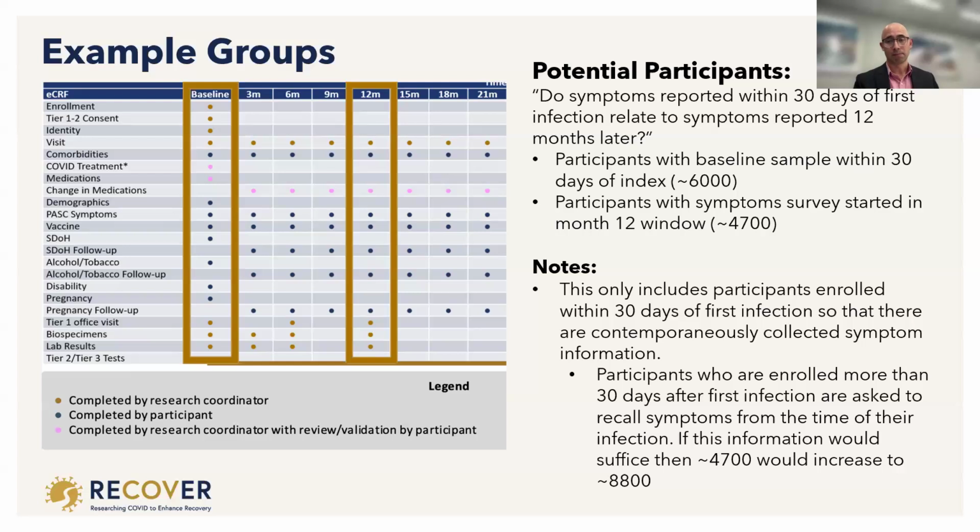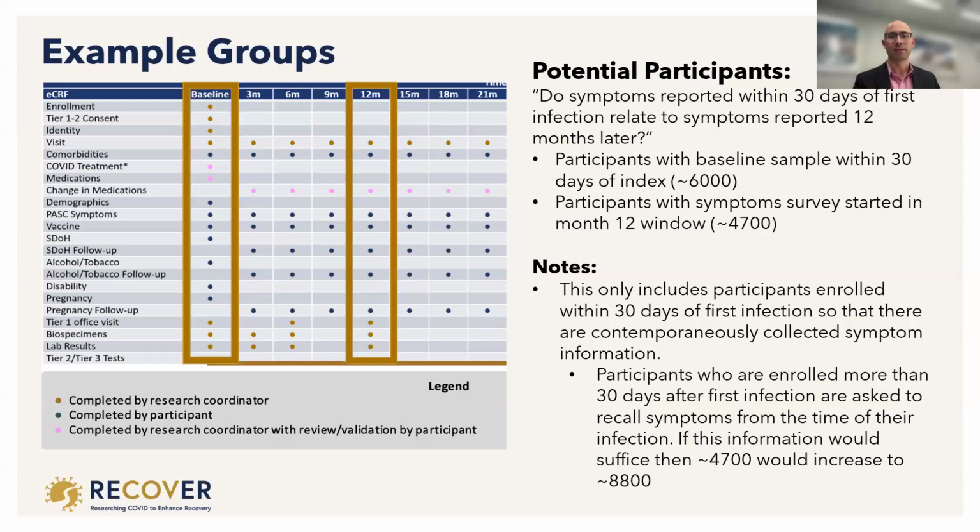Maybe you do not have any need for a sample, so maybe you just want to look at surveys collected within 30 days of the initial infection and surveys 12 months later. You're going to have a much larger sample size here because we have more surveys. So that initial number within 30 days is going to be 6,000.